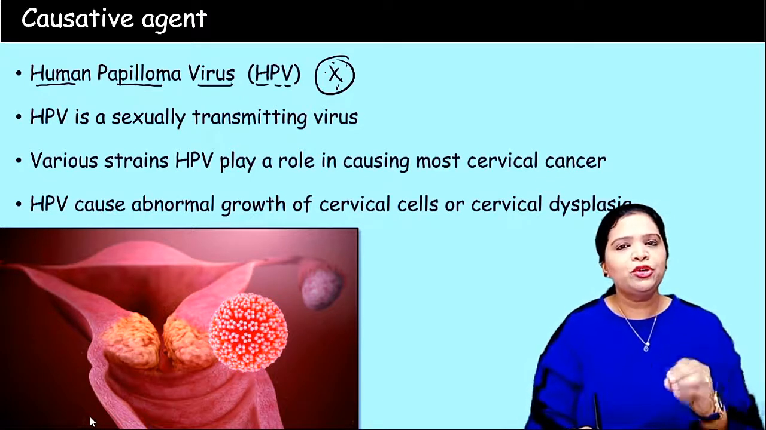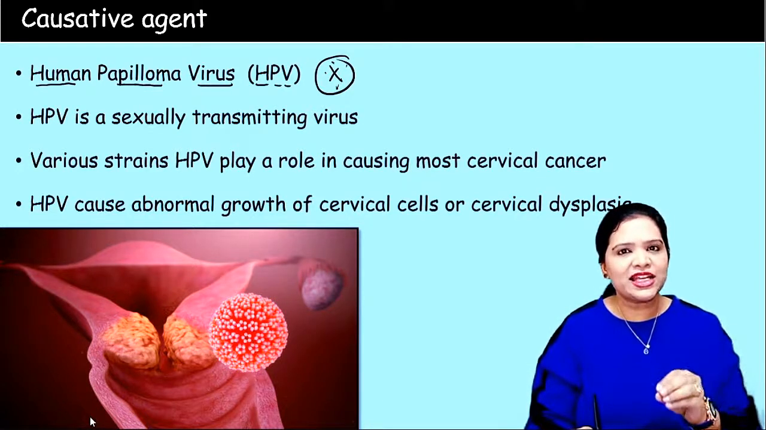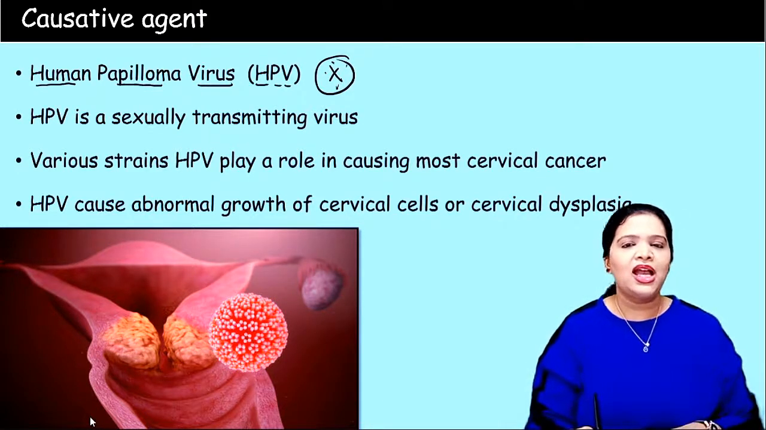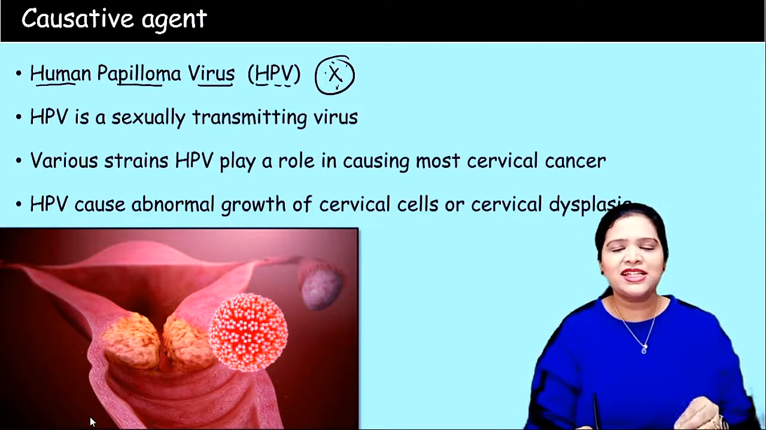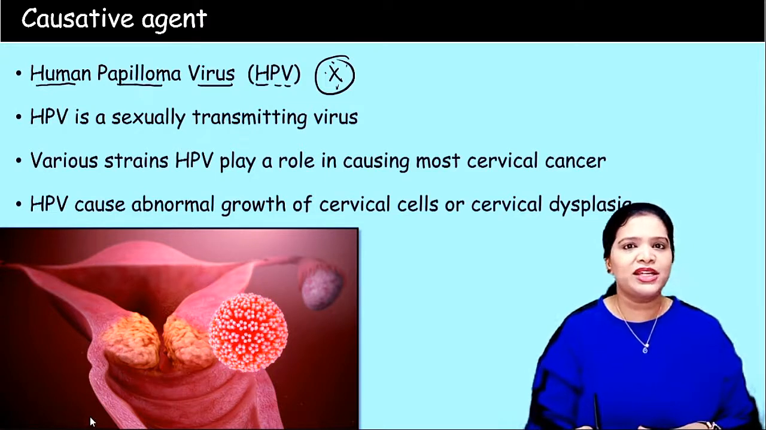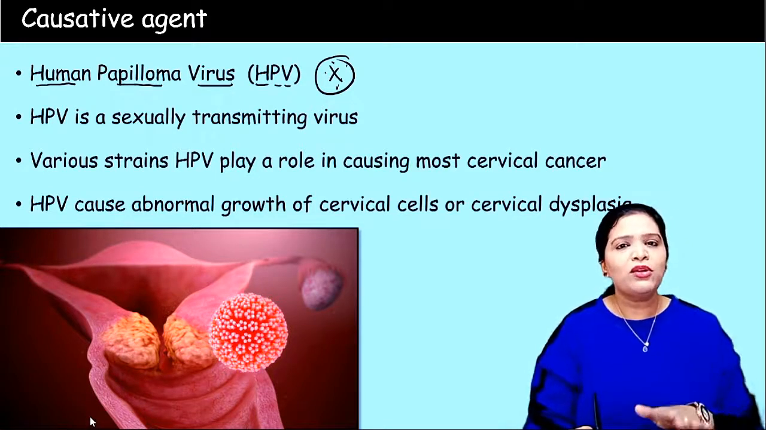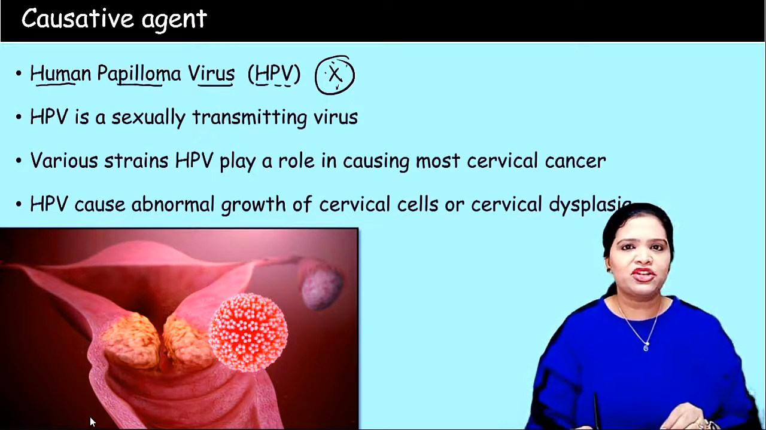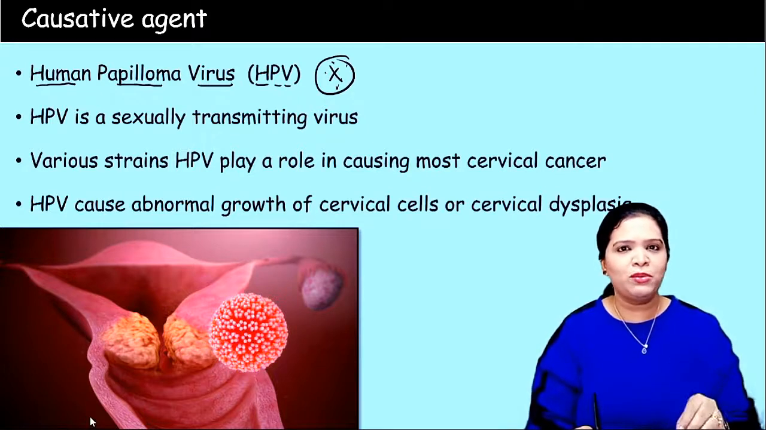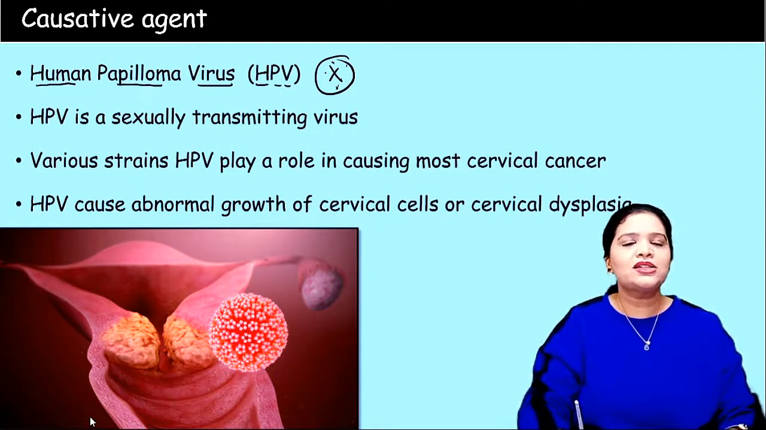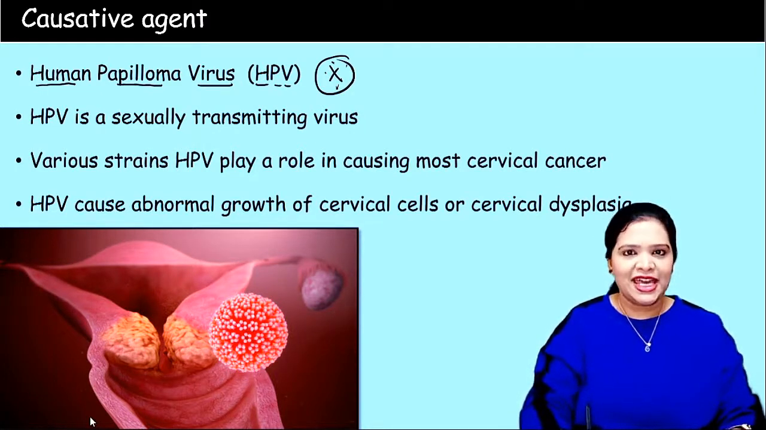We know that human papilloma virus is a sexually transmitted infection. There are many viral infections, for example, hepatitis B, AIDS, like this. These are all sexually transmitted infections. Okay, so one of those sexually transmitted viral infections is caused by human papilloma virus. So this virus is also able to cause cancer.